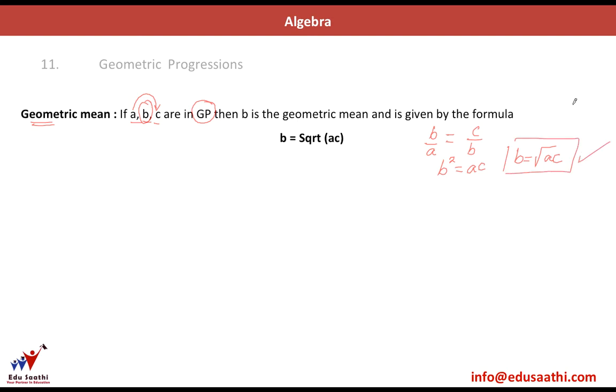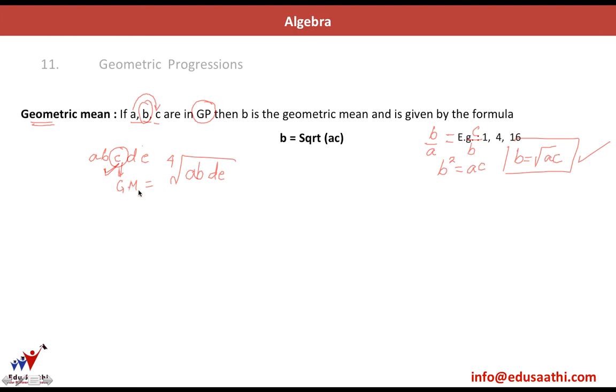Now, if there are 3 terms in GP, their middle term will be the geometric mean. If instead of 3 there are 5 terms in GP, the middle term will always be the geometric mean and will be calculated as the fourth root of A into B into D into E, and will actually be equal to the middle value.